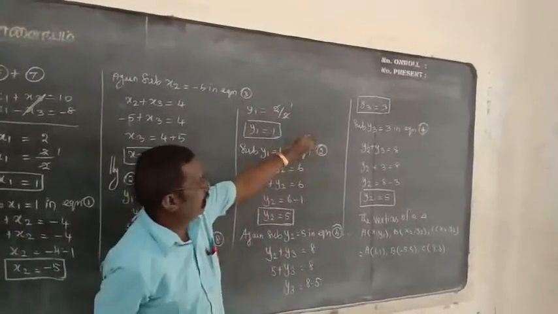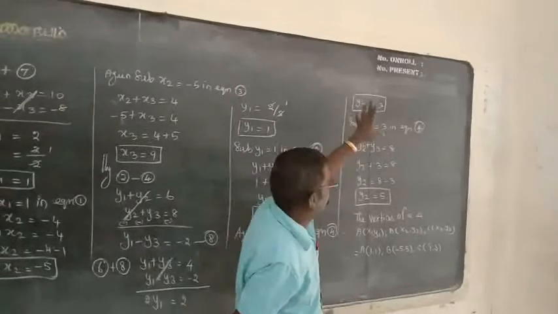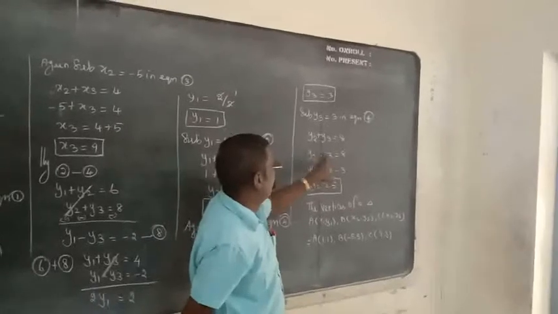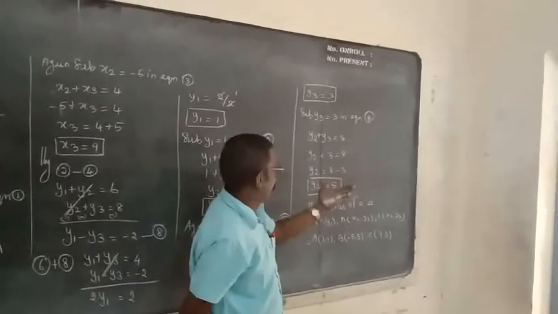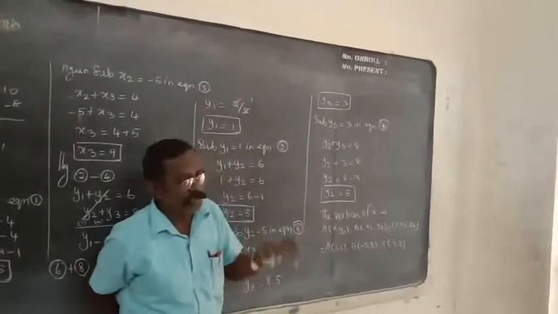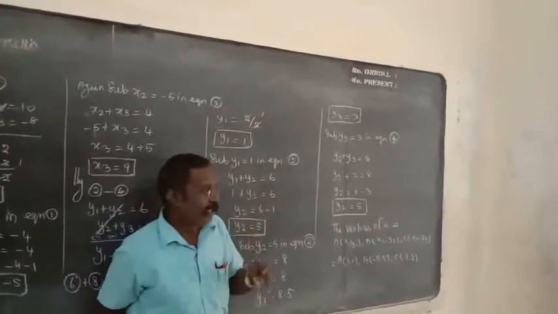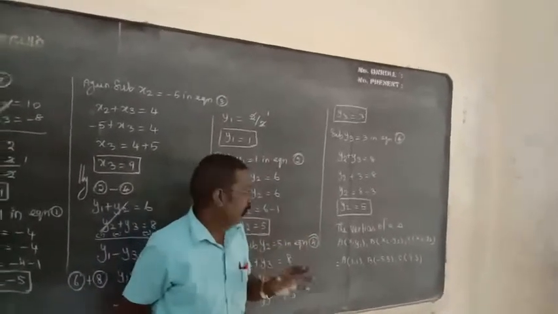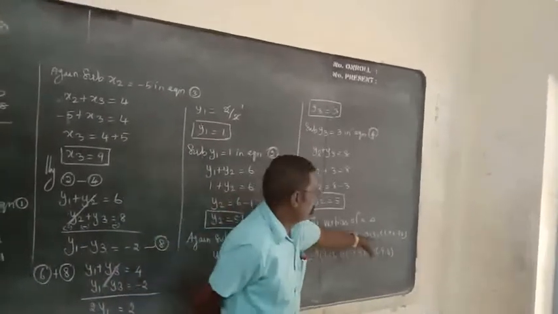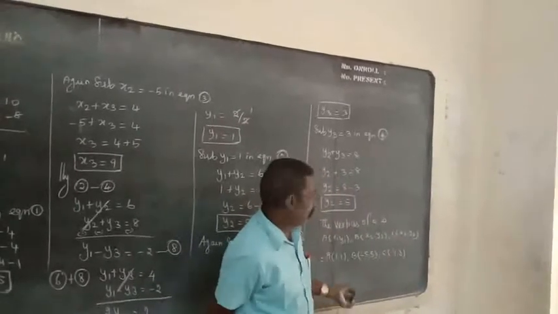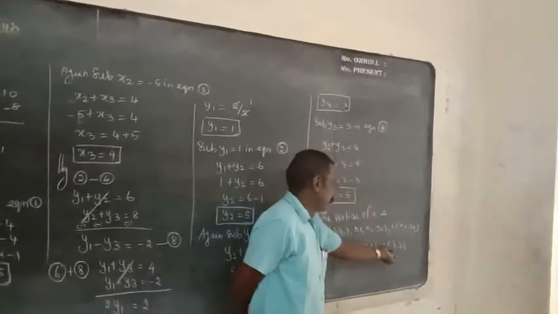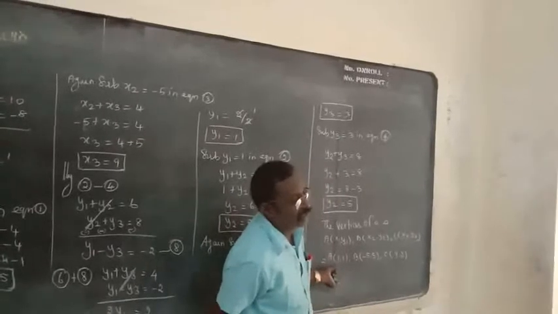Again substitute y3 equal to 3 in equation number 4. So y2 plus y3 equal to 8, y2 equal to 8 minus 3. So y2 equal to 5. Having found y1, y2, y3 and x1, x2, x3, all the points are found. Finally, the vertices of the triangle are A of x1, y1, B of x2, y2, and C of x3, y3. Substituting here: A of 1 comma 1, B of minus 5 comma 5, C of 9 comma 3. These are the vertices of the triangle ABC.